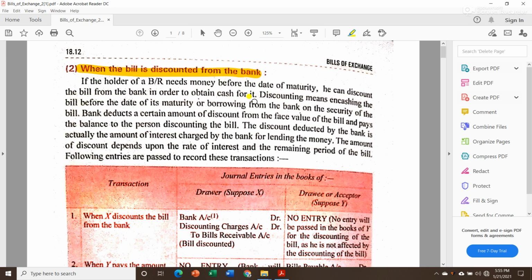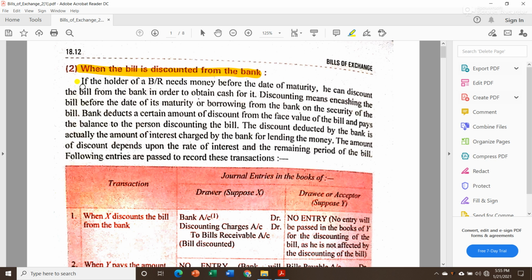In our previous session we have seen when the bill was kept by the drawer till the maturity date, and on the due date he used to collect money from the payer. Okay, now in this session we will discuss when the bill is discounted, and this discount is done by none other than our drawer.